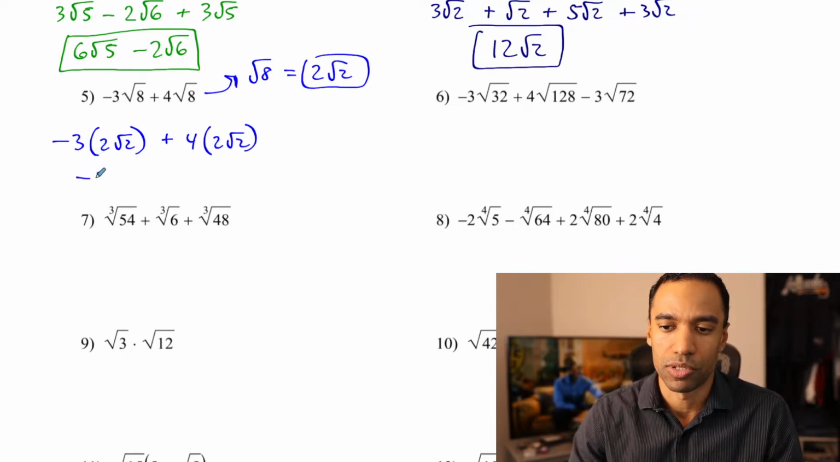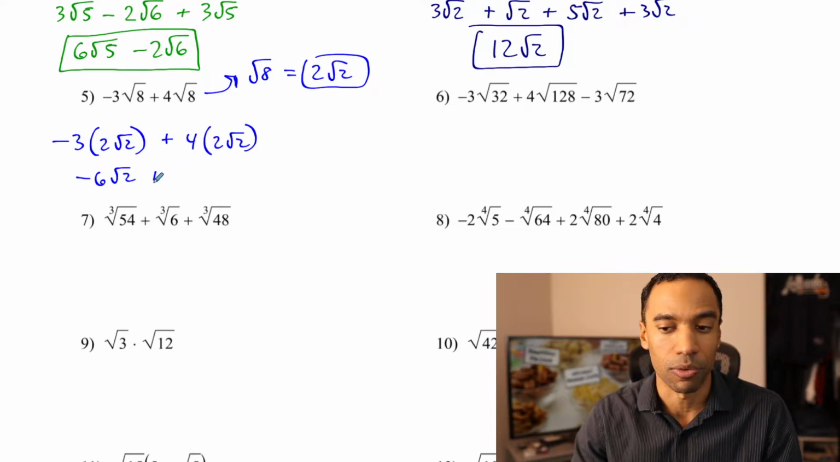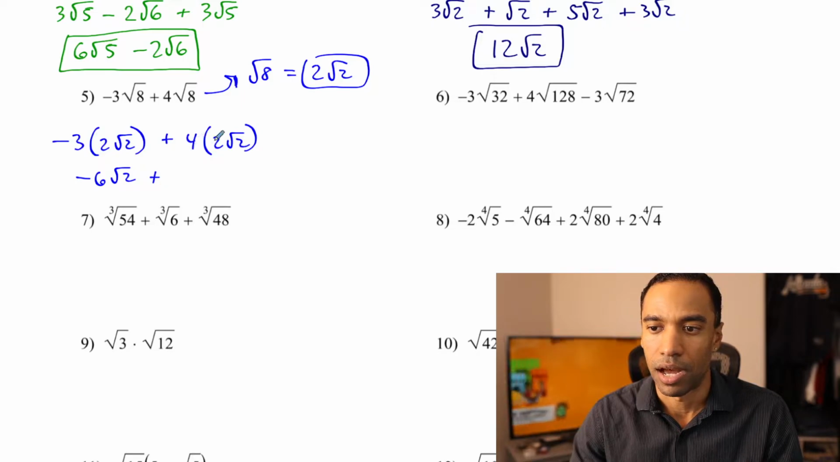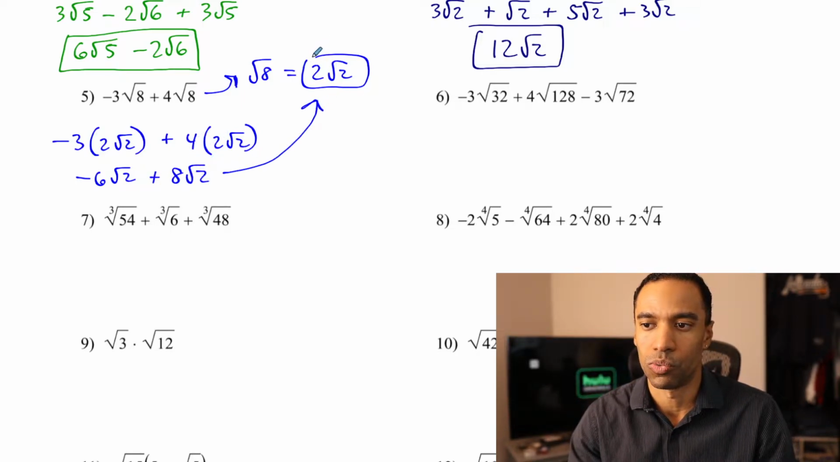Negative 3 times 2 is negative 6. And by the way, just these multiply. The irrational stays the same. And 4 times 2 is 8. Negative 6 plus 8 is 2. We get 2 root 2 there.